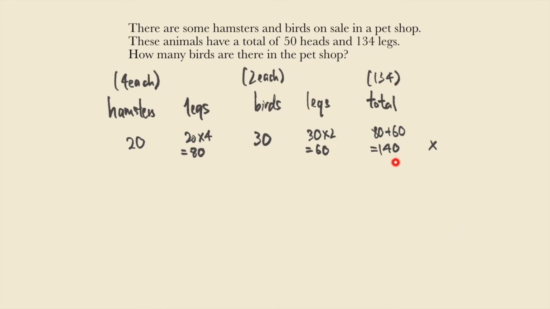So we should decrease the number of legs, which means look at the animal with more legs here. Let's decrease this by 1, shall we? But don't forget, we have to maintain a total of 50, so I need to add 1 to 30.